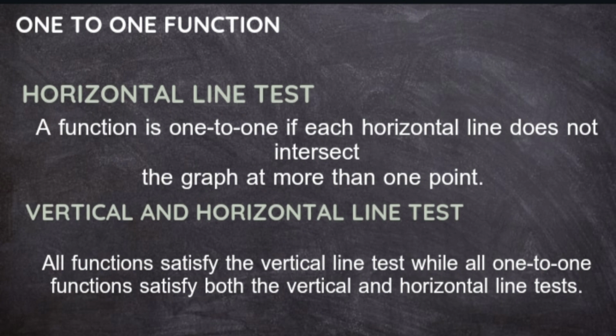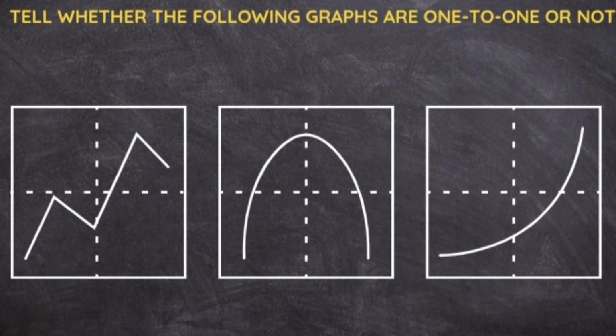Now, let's go to the example. Tell whether the following graphs are not one-to-one or one-to-one functions. The first picture, which is the zigzag, is not one-to-one, because it passes the vertical line test, while it doesn't pass the horizontal line test because the line intersects two points. Same with the second picture, the curved one. It is also not a one-to-one function. And the third picture is one-to-one because it passes the vertical and horizontal line tests.